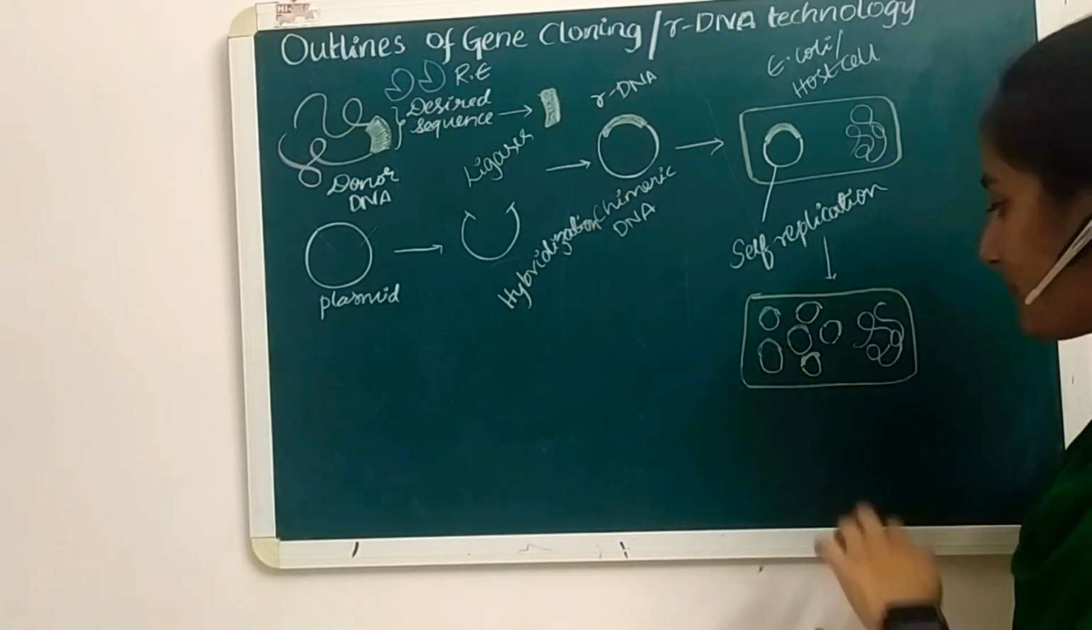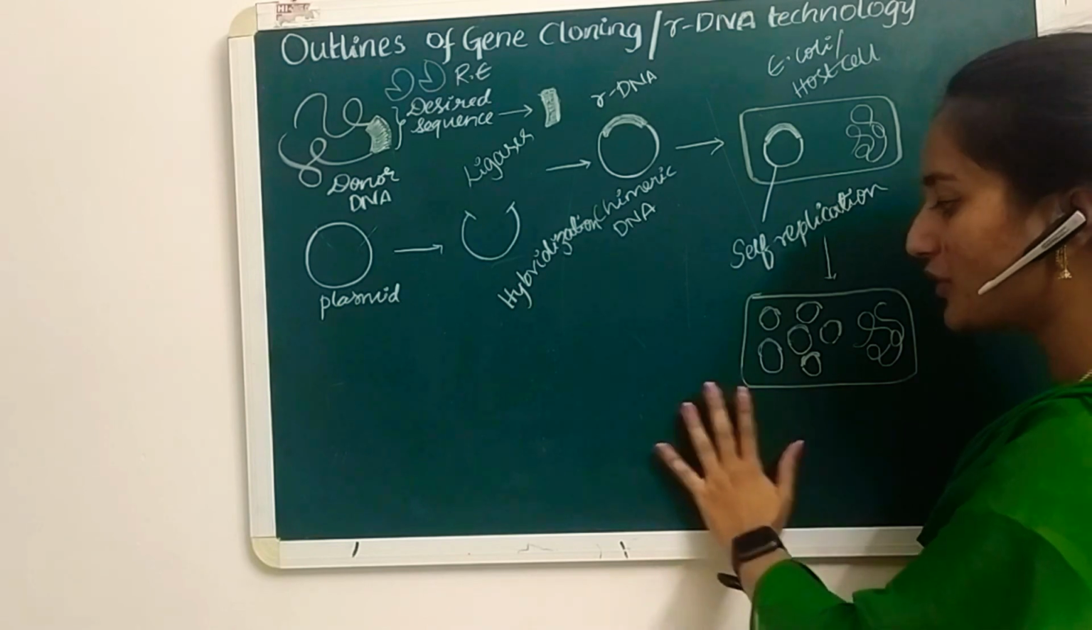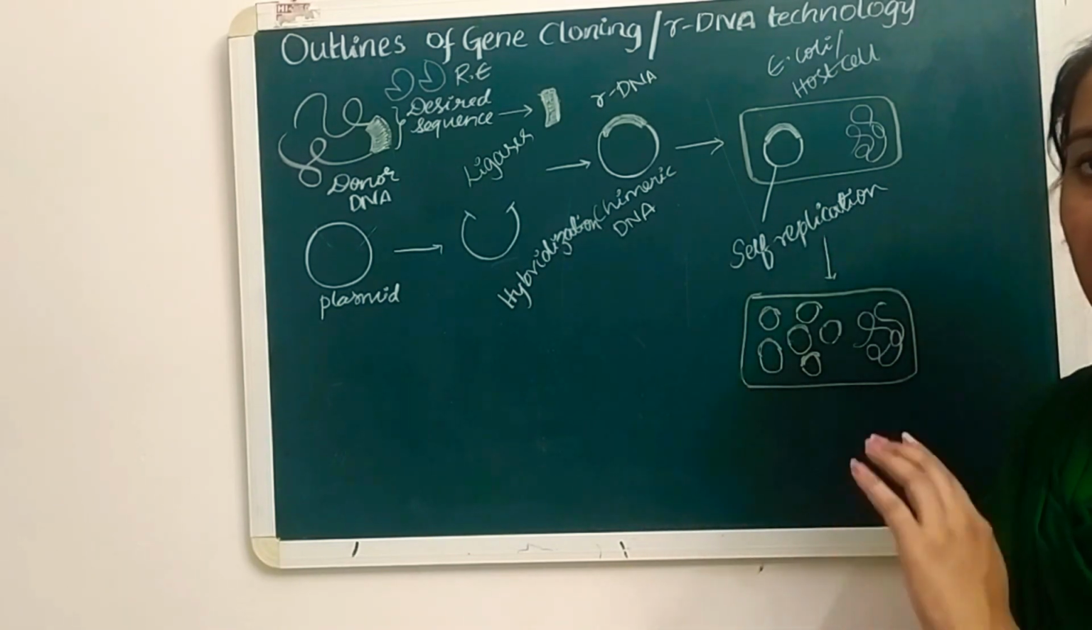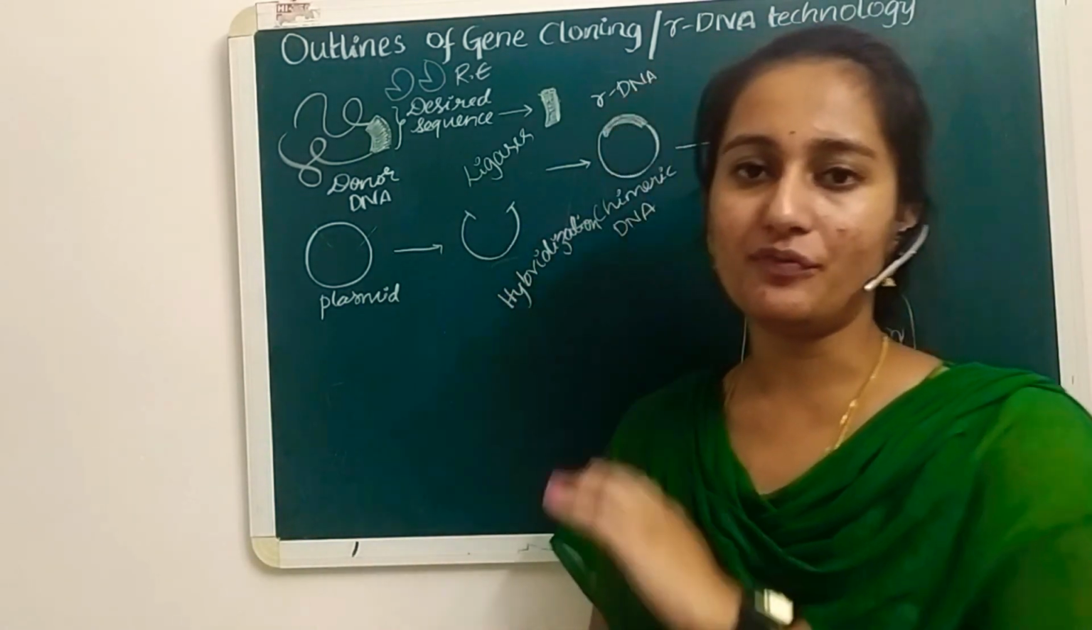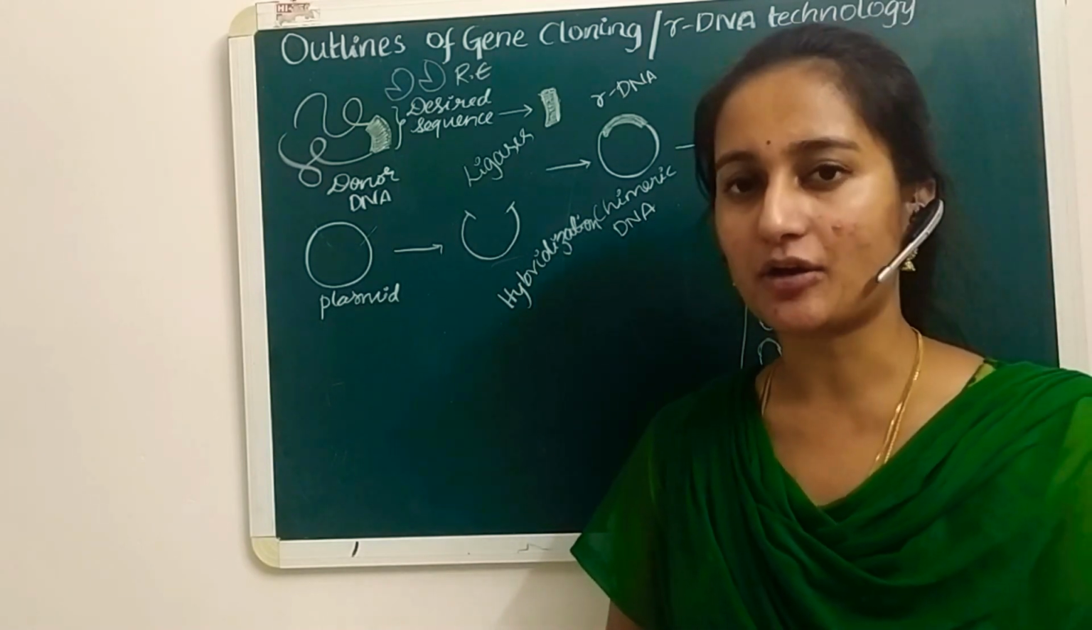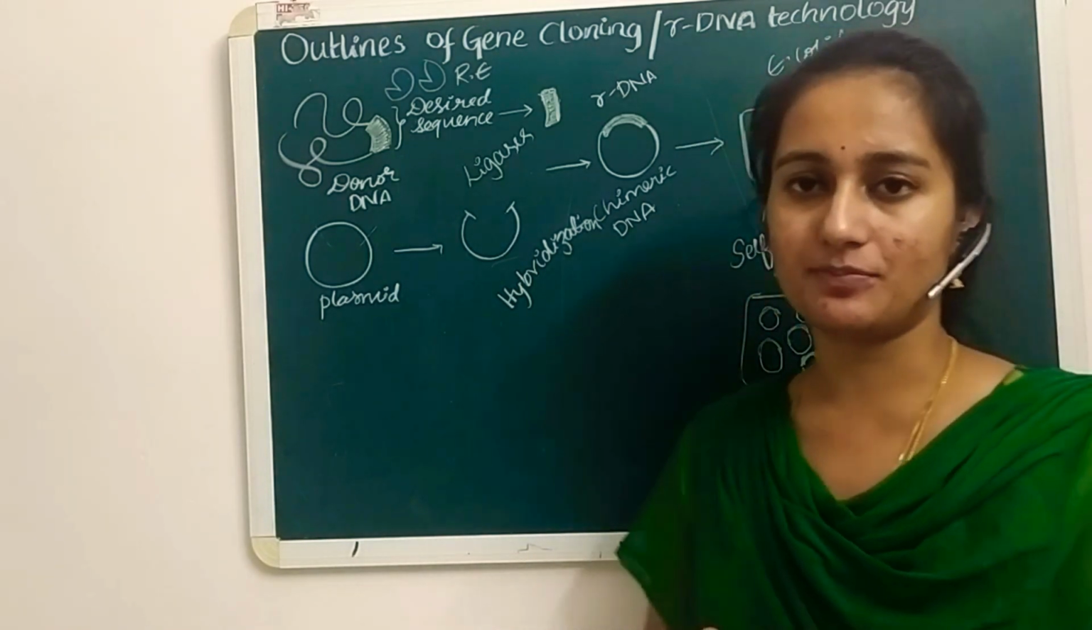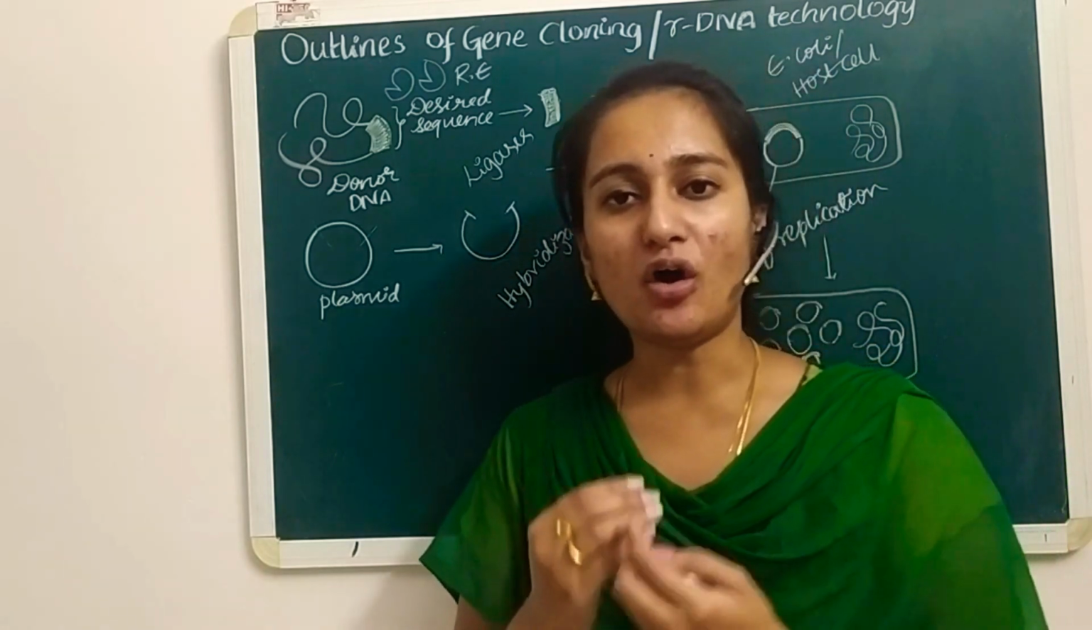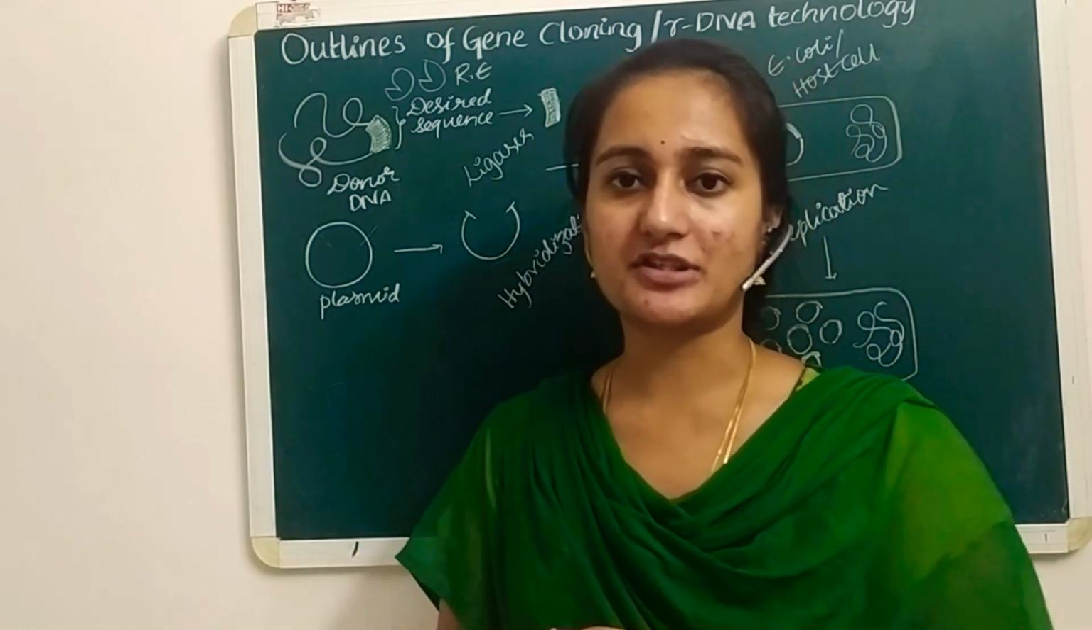And these plasmids start producing the proteins. Now, this is the overall view of gene cloning or rDNA technology, which is a basic concept used in all genetic engineering applications. Thank you.